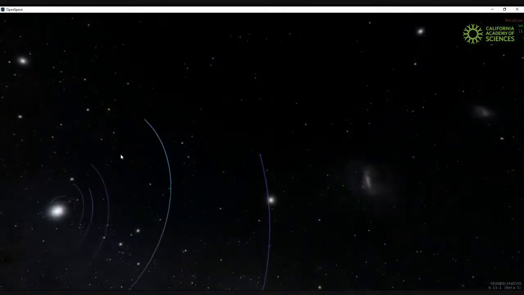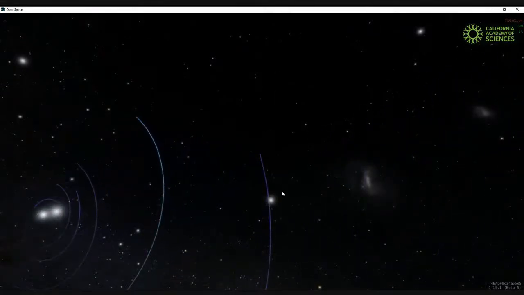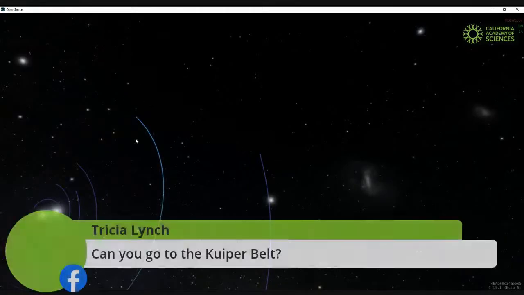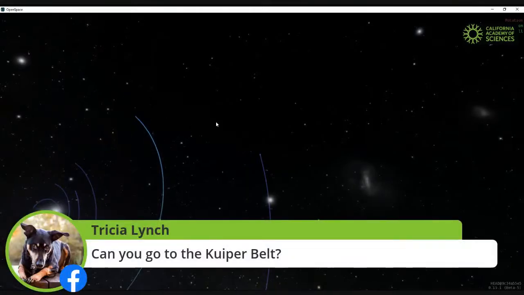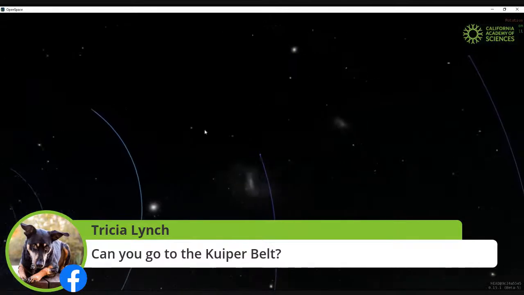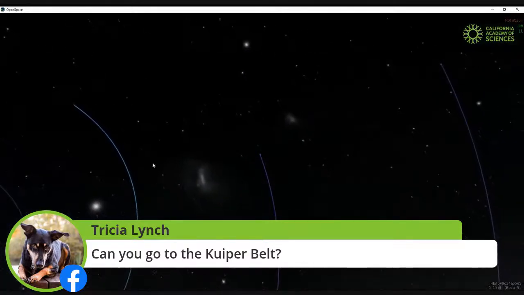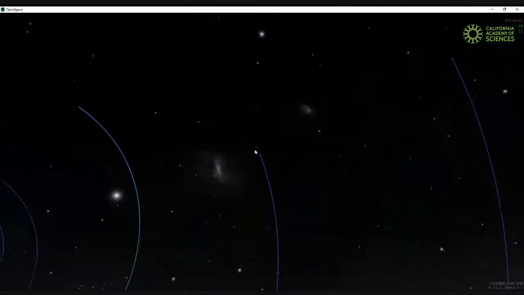Right between Mars, that's the orbit right here, and Jupiter right here is our friend we visited originally, Ceres. Now, Ceres is part of a region called the asteroid belt. Looks like Trisha wants to see the Kuiper belt. We'll get there in a minute.